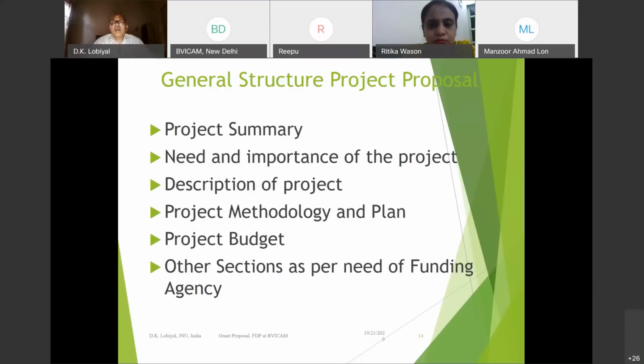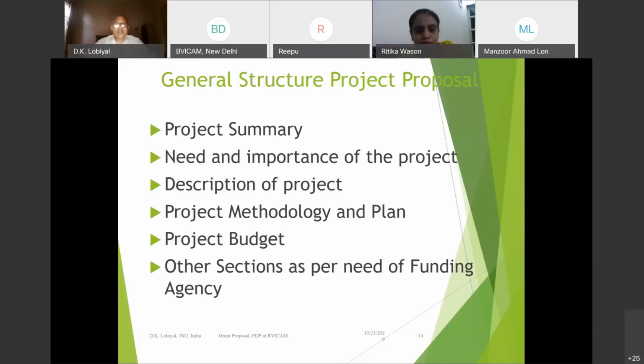The structure may vary from sponsoring agency to sponsoring agency, as they have individual or specific requirements, but they will always need you to write a project summary. Summary means, in short, what you are going to do, how you are going to implement it, and what its significance is. You should have a project summary, because they first look at the summary. And then you must write the need and importance. Why do you need this project? Why is this project required? What is important? That must also be written on the paper.